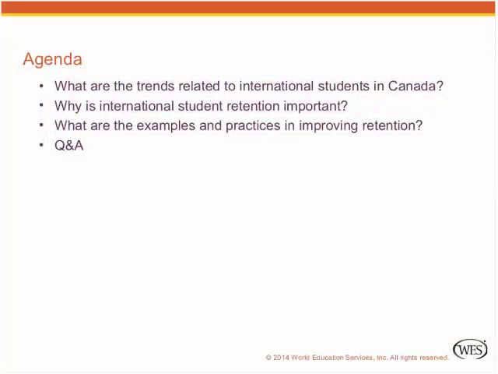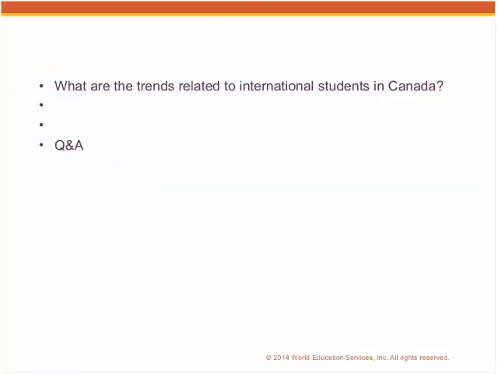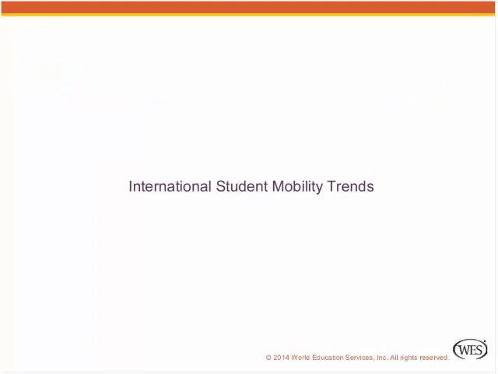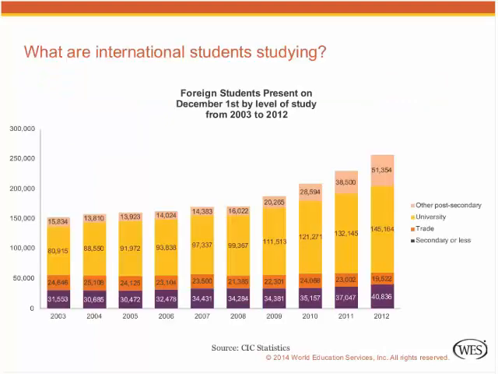So starting with the first part, which is: what are the big trends in terms of mobility of students coming to Canada? It's well known to all of you working in Canadian higher education institutions that the number of students coming to Canada has been increasing in the last few years. Of course, the numbers have gone through a change in terms of where the growth is coming from.